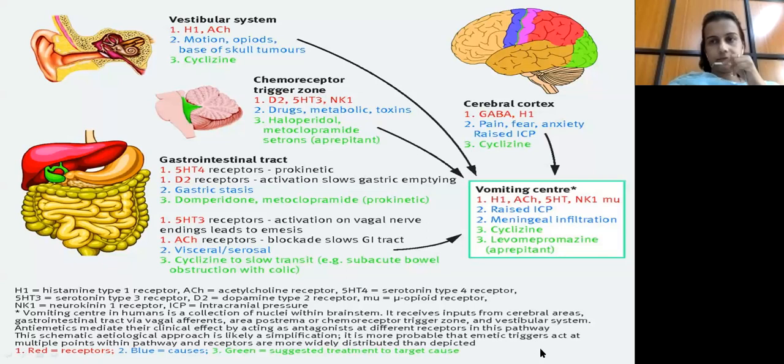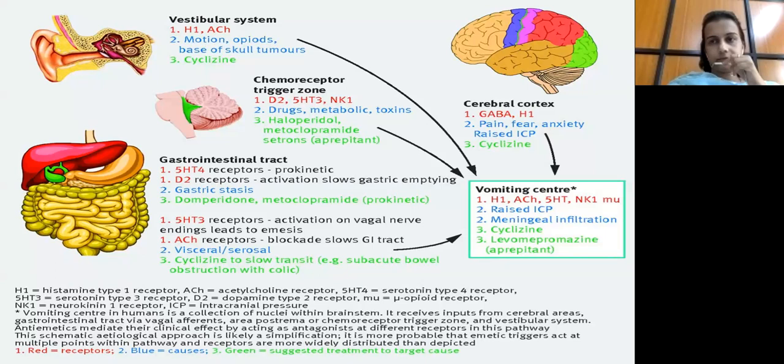The causes of nausea and vomiting involving the vestibular system are written in blue. It can be motion sickness, opioids, or base of skull tumors. They are the reasons which can affect the vestibular system, causing nausea and vomiting. And what is the drug of choice, which acts on these receptors? That's in green, and that is cyclizine.